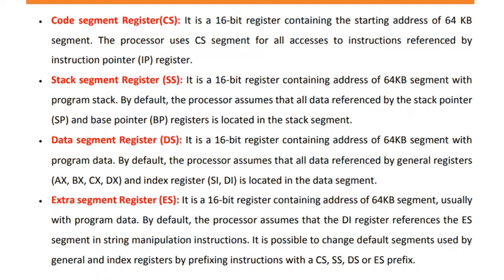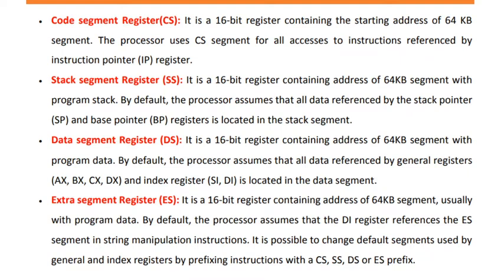Now likewise, the data segment register. It's a 16-bit register containing the address of the data segment, or the segment where the program data is stored. By default, the processor assumes that all the data referred to by the general purpose registers AX, BX, CX, and DX and the index registers SI and DI is located in the data segment. So here we'll be using SI, DI, and BX as the offset in order to create displacement from the content of the data segment register in order to access a specific byte in the data segment.